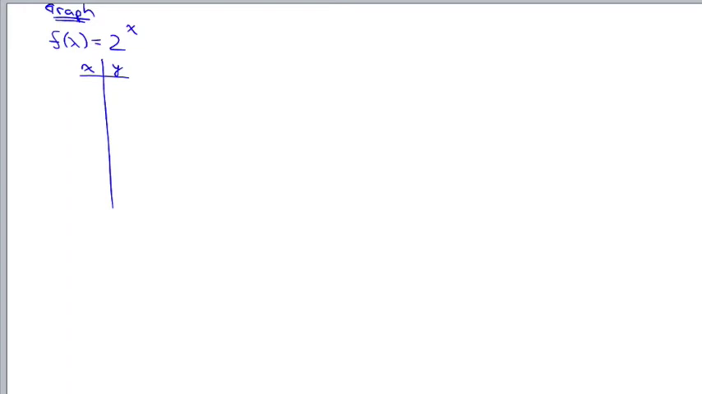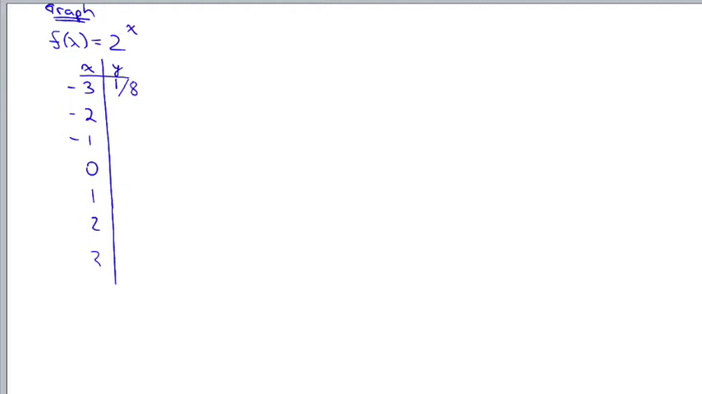I highly suggest you start with negatives first, and then work your way into the positives. And try to keep them in order. Makes life a little bit easier to see the flow of the function. All right, so the first one would be 2 to the negative 3 power. What's 2 to the negative 3 power equal to? 1/2 to the 3rd power. Which is? 1 over 8. Remember we talked about that earlier?